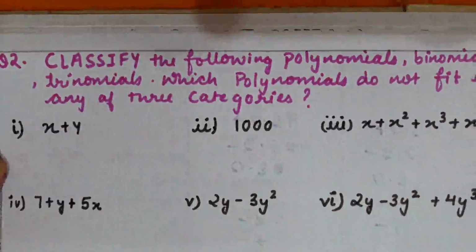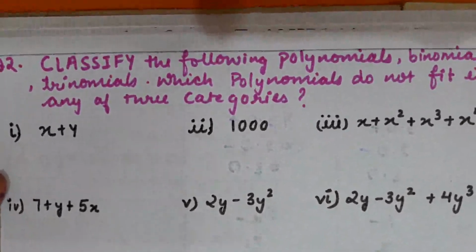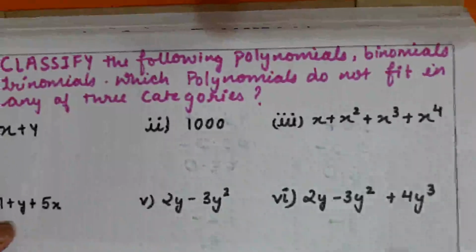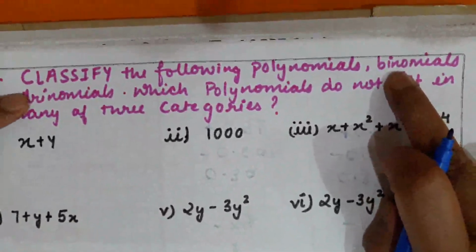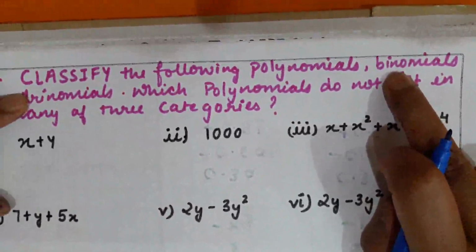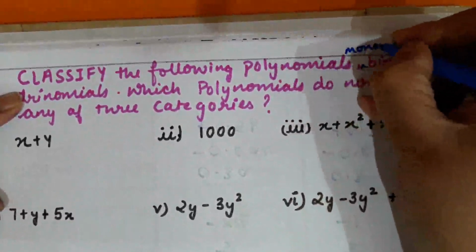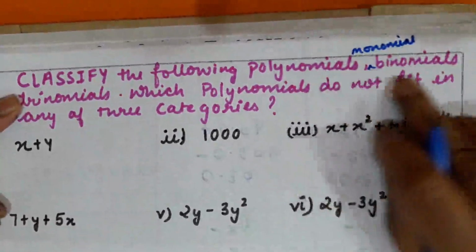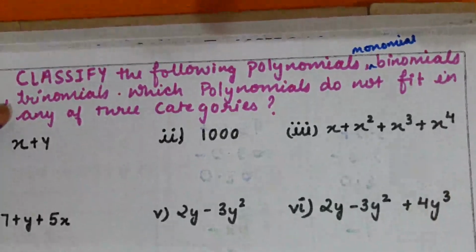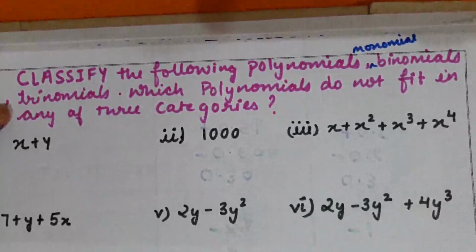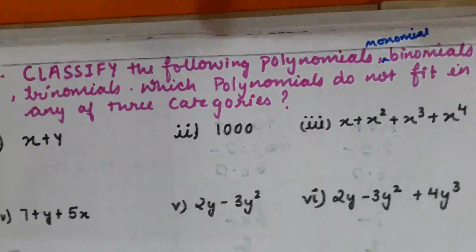Our next question is question number 2. Classify the following polynomials. Now we have 3 types of polynomial. Monomial, which has one term; binomial, which has two terms; and trinomial, which has three terms. Except for one term, two terms and three terms, if any example is there, that comes in the category of polynomial only. Okay, let's start.